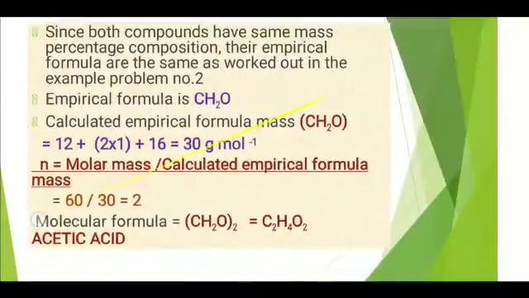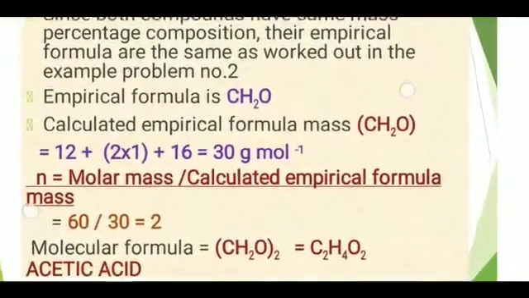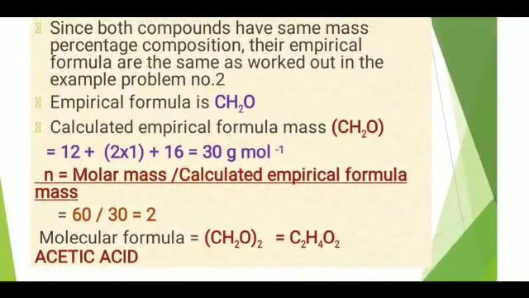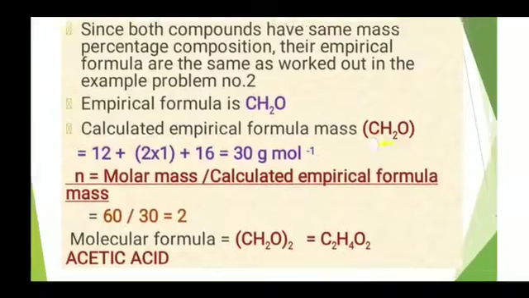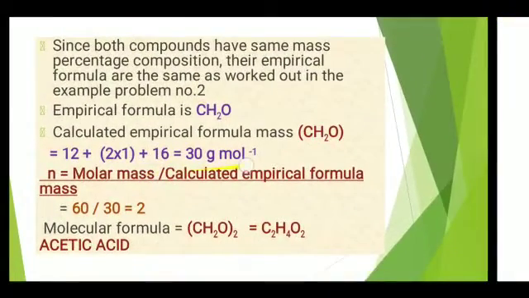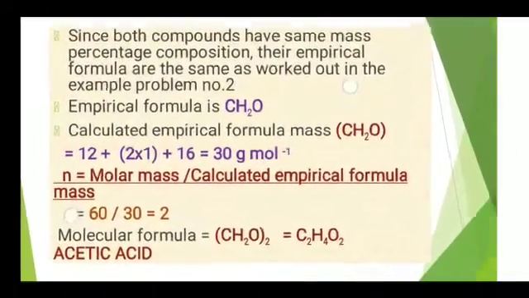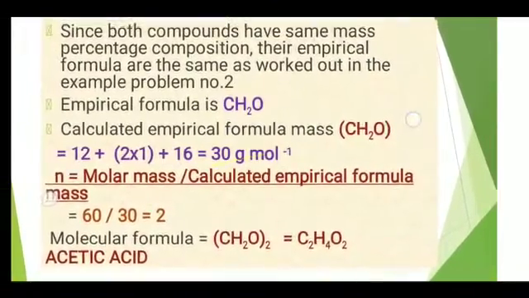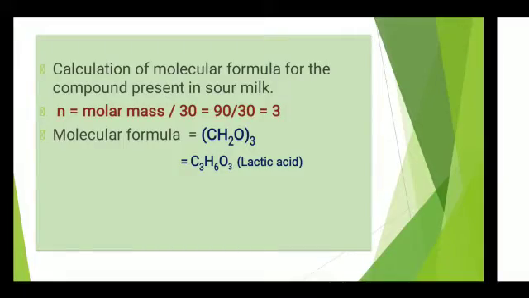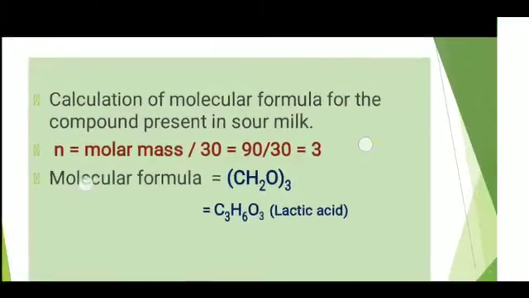Then we calculate the N value. What is N? Molar mass divided by calculated empirical formula mass. What is molar mass given for the first one? 60 gram. The calculated empirical formula mass is 30. So 60 divided by 30 is equal to 2. N value is 2. Then what may be the molecular formula? CH2O is the empirical formula. We multiply the empirical formula into N. So CH2O into 2, we are getting the molecular formula, that is C2H4O2, acetic acid.